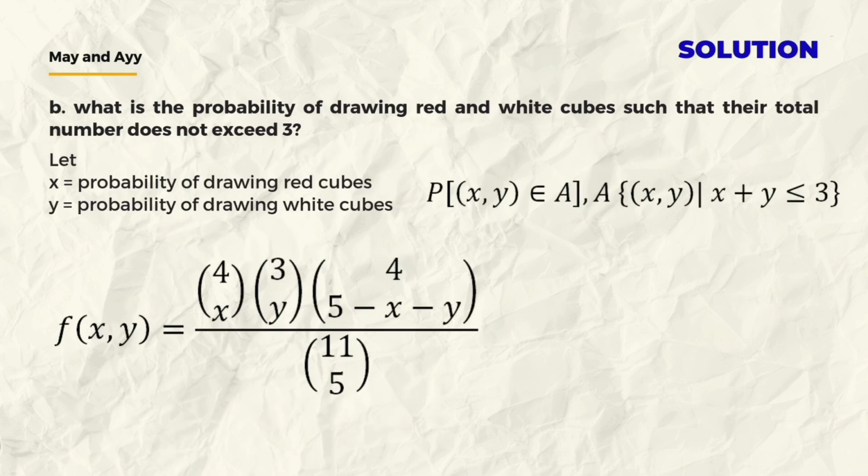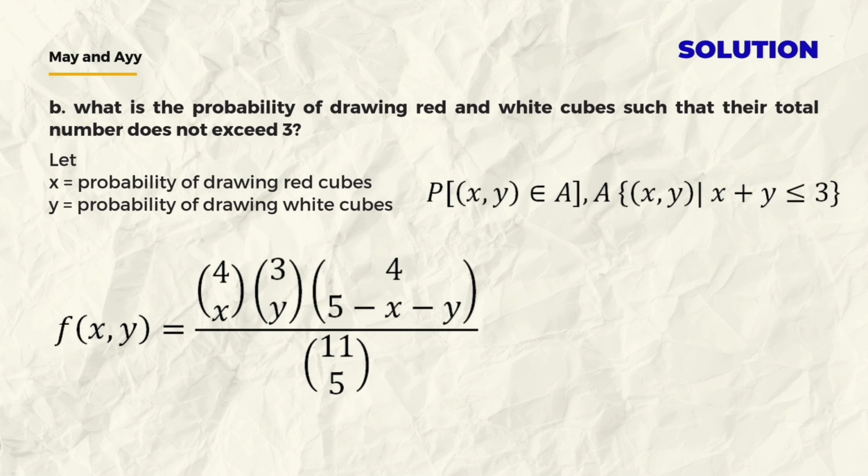Okay, go to the B question. What is the probability of drawing red and white cubes such that their total number does not exceed 3? Okay, does not exceed 3 means that we can take 0 red cubes and 3 white cubes, or 1 red cube and 2 white cubes, and so on, as long as the sum of the two cube colors is no more than 3.